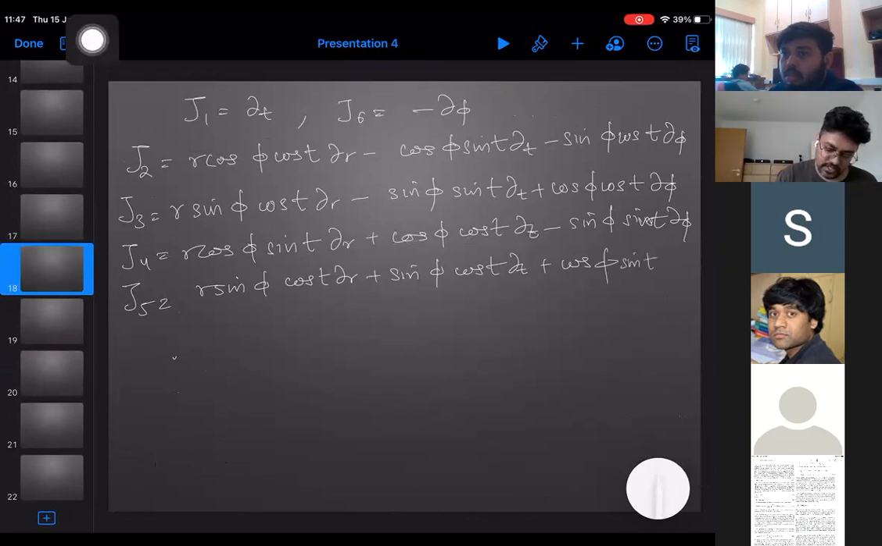Is sine t del phi. So these are the generators which you get after you redefine everything. You just plug it in, you just change tau by L to t.